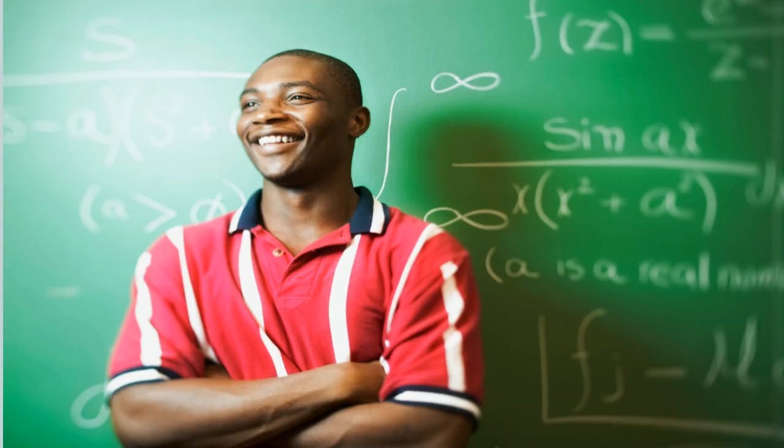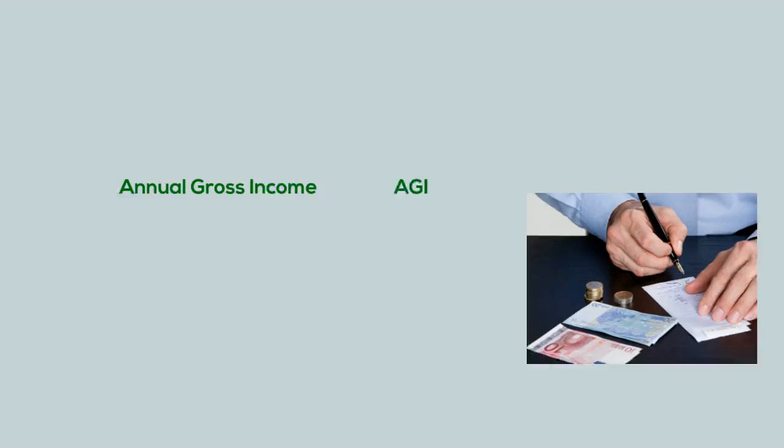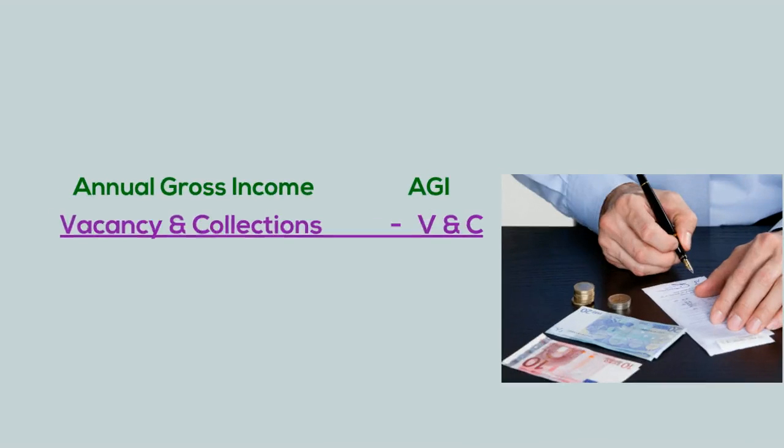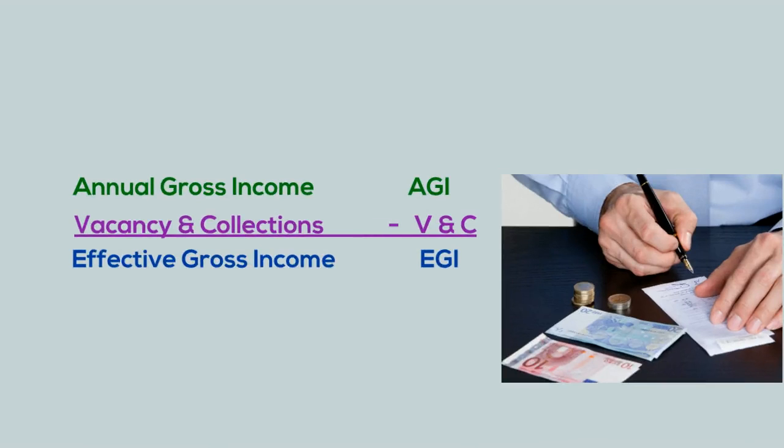When solving these problems, it helps to look at it from a vertical perspective. Annual gross income minus vacancy and collections equals the effective gross income, less the operating expenses, which equals the net operating income.